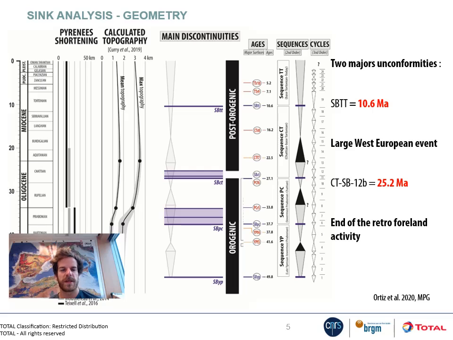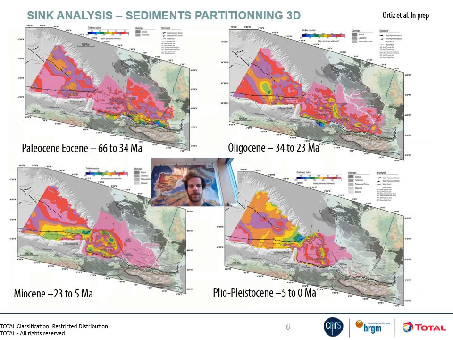The results are summarized here and show at the first order the tectonostratigraphic history of the Pyrenean retroflow basin, with the identification of two large unconformities, the first at around 25 million years that marks the transition from syn to post-orogenic stage, and the second one at around 10 million years that marks a large uplift related to West European events. We also look at the 3D geometry with these isopach maps.